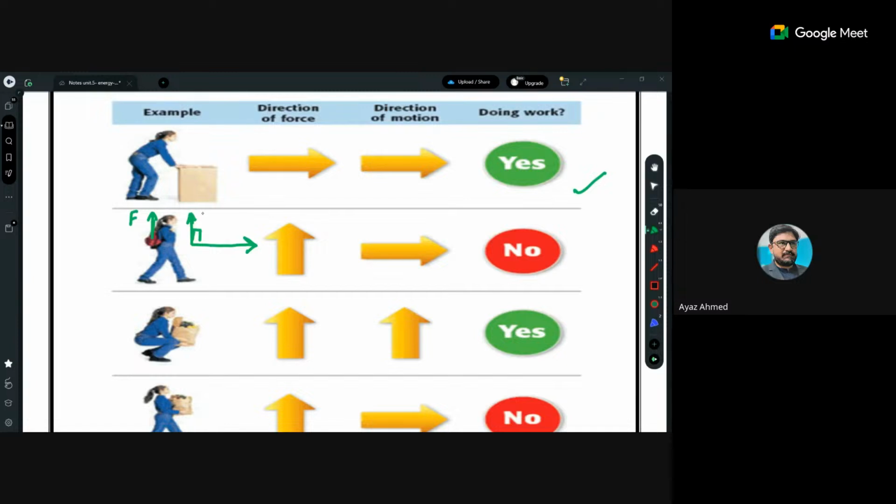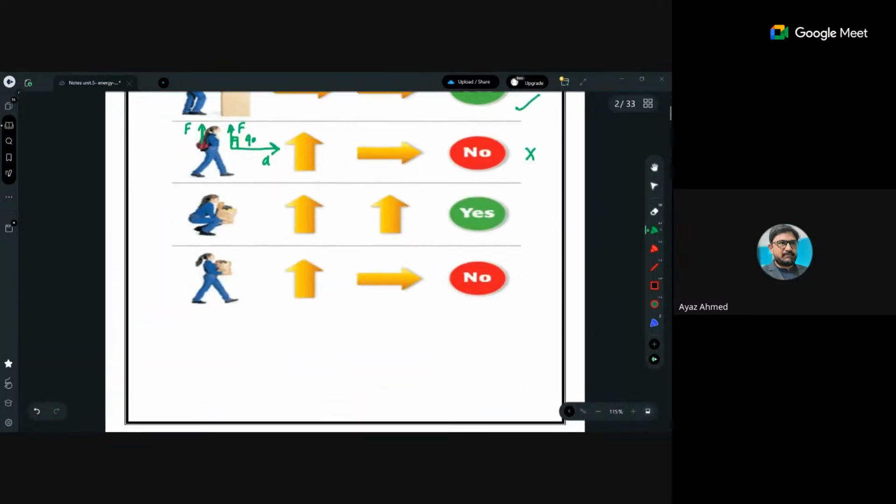If I just draw it here, this is force and this is displacement, so they are at 90 degrees. When they are at 90 degrees, there is no work done at all. Okay, because I will explain it to you.